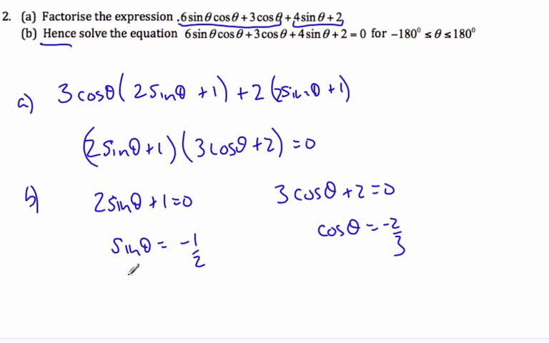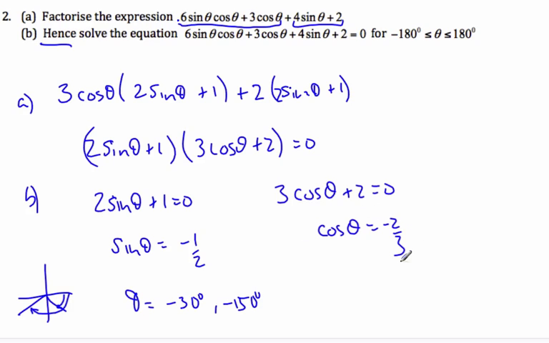The domain is negative 180 to 180 in degrees. My reference angle for sine is going to be 30 degrees, but I'm going to be in these quadrants here, so my positive 180 doesn't help me. I have to go in this direction. This is going to be negative 30 degrees, and this one here will be negative 150 degrees.